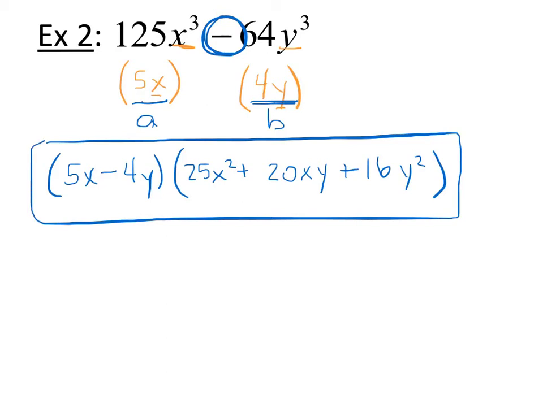Notice the pattern. A, B, A squared, A times B, B squared, and then the SOAP. The original one was a minus: same, opposite, always positive. And those are the things that you have to remember when you're dealing with cubes like this.